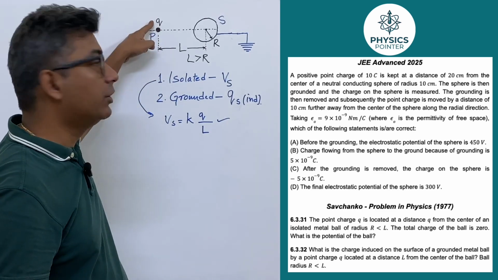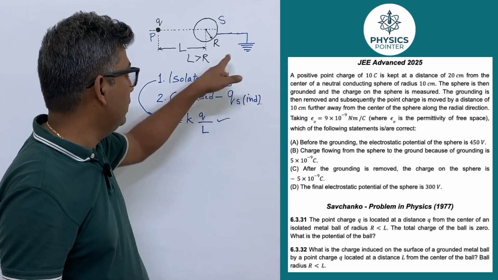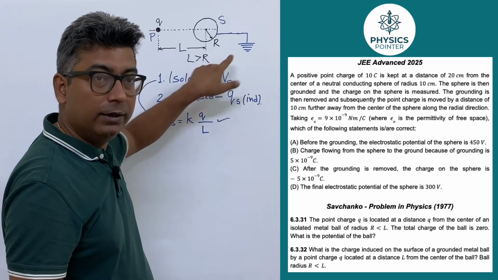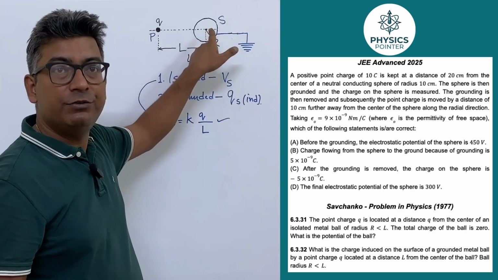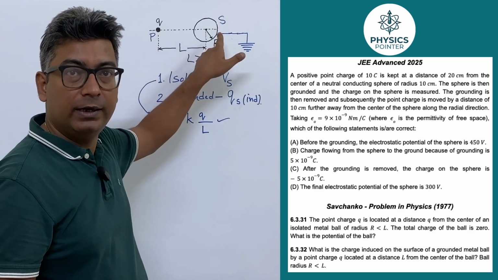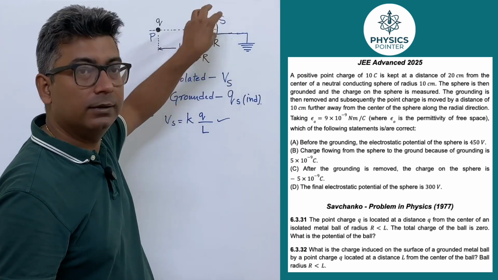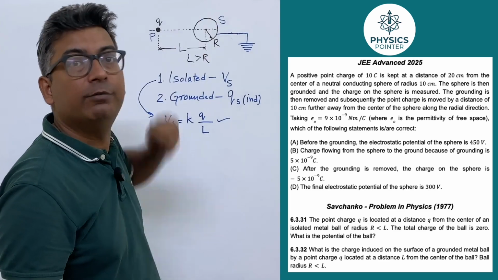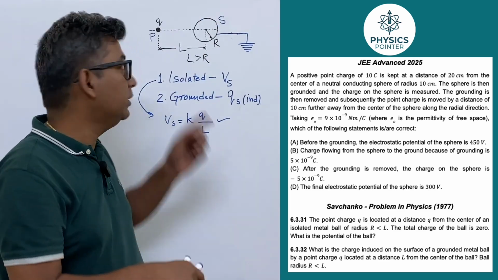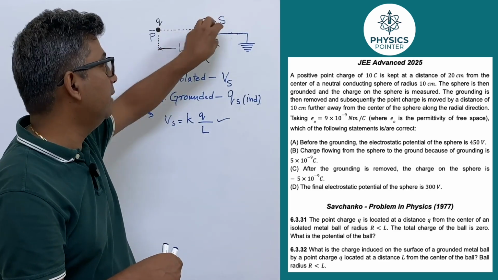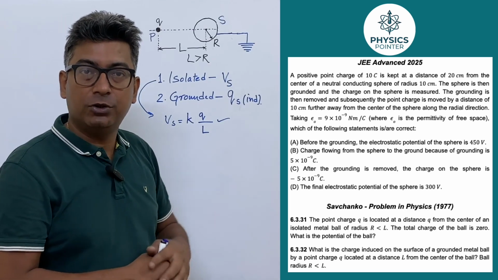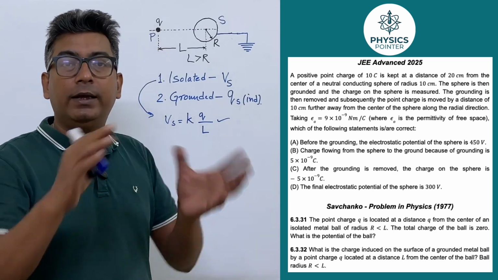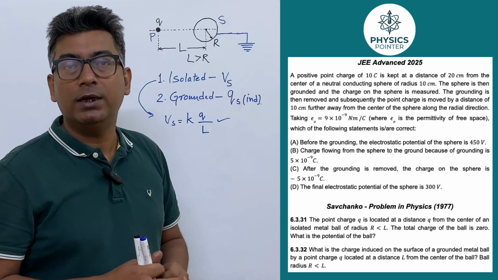Let's say this charge Q is a positive charge. That means this grounding will actually provide some negative charge on this spherical body. The positive potential from this point charge and the negative potential because of the charge on the sphere itself will create a zero potential around the system.